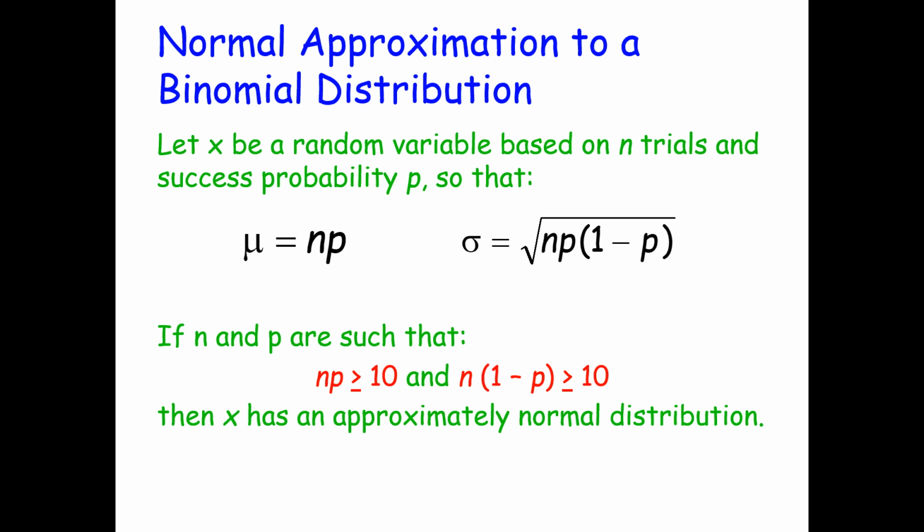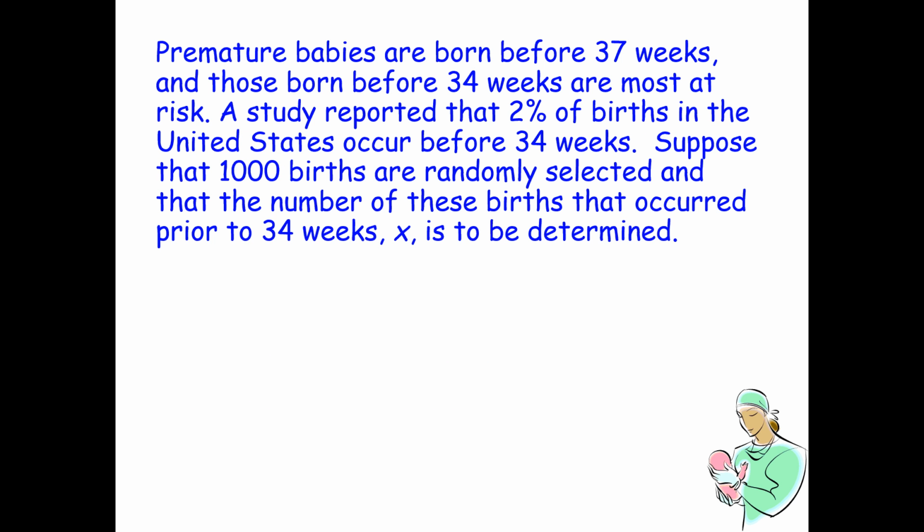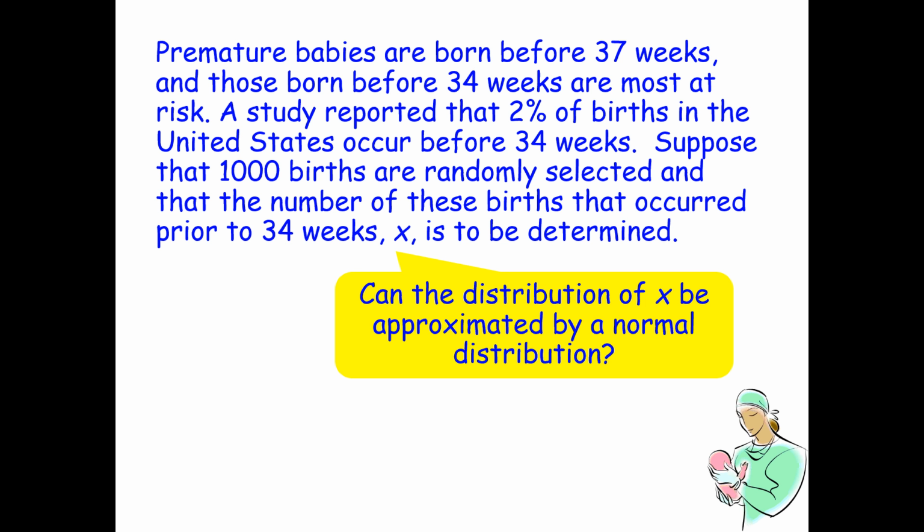Let's do an example. Premature babies are born before 37 weeks, and those born before 34 weeks are most at risk. A study reported that 2% of births in the United States occurred before 34 weeks. Now suppose that 1,000 births are randomly selected, and the number of these births that occurred prior to 34 weeks, which we'll call x, is to be determined. So can the distribution of x be approximated by a normal distribution? Well, we're not sure. We need to find out.